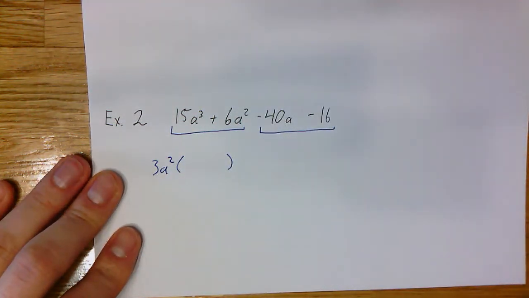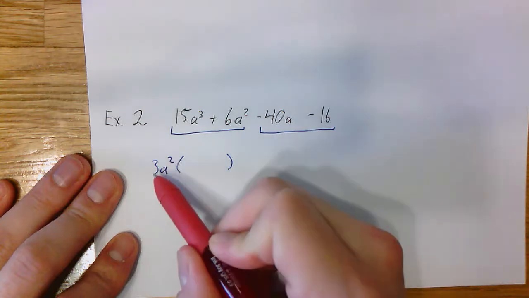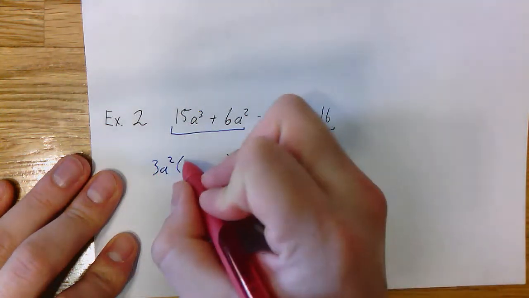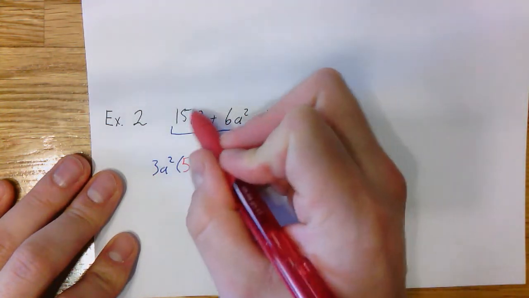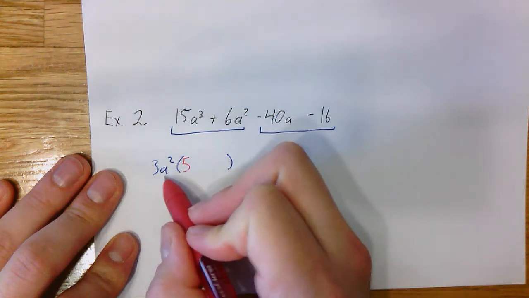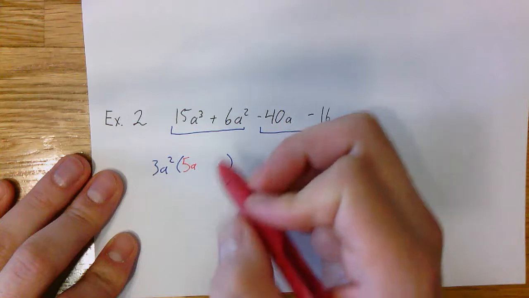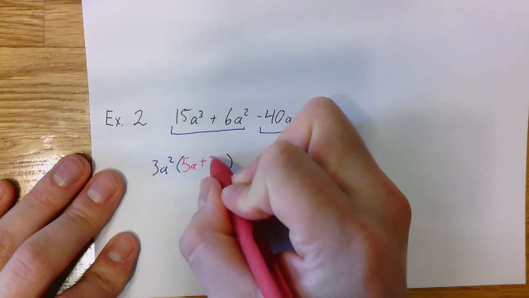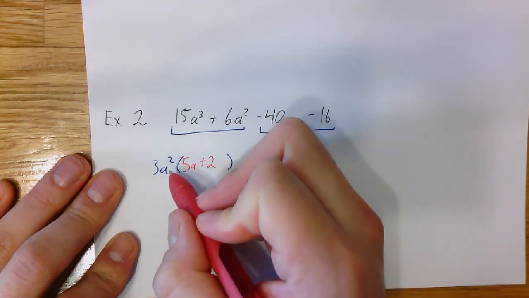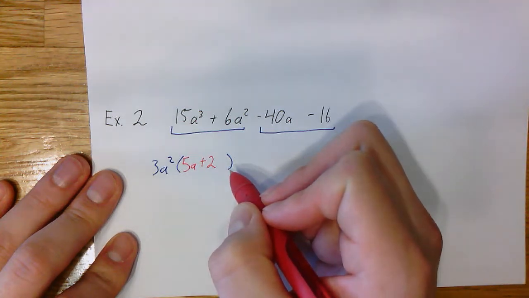In the parentheses, we need to write down what's left over. So 3 goes into 15 5 times. We had 3 a's. We took 2 of them out, so there should be 1 left. 3 goes into 6 2 times, so we're going to put plus 2. And there were 2 a's. We took 2 out, so now there are none left.